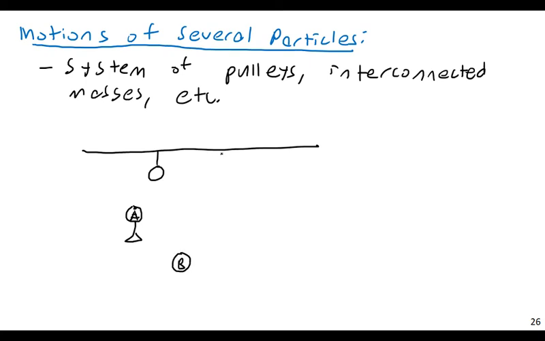And then maybe there's another pulley hanging from the ceiling here. And this one's not going to move, so I don't need to worry about that. I don't need to give that one a variable name. And then maybe I have just another mass here.